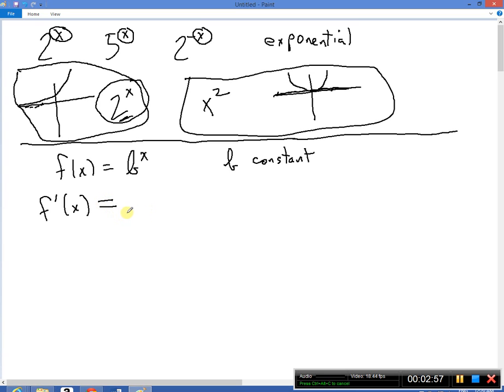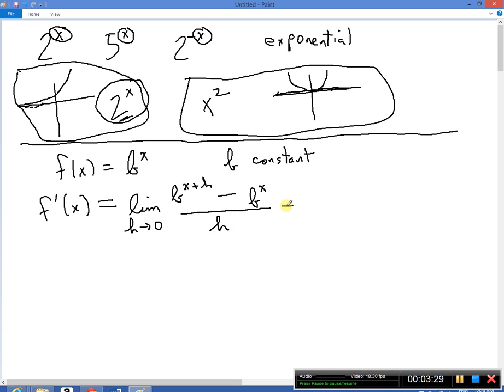Well, all we have right now is the definition. So we just write it down. It's the limit as h goes to 0 of f of x plus h minus f of x over h. Well, we know that, so let's calculate f of x plus h. That means replace x by x plus h wherever you see it. So that's going to give us b to the power x plus h. And then we have to subtract f of x, which would be b to the x. And all of that is going to be divided by h.